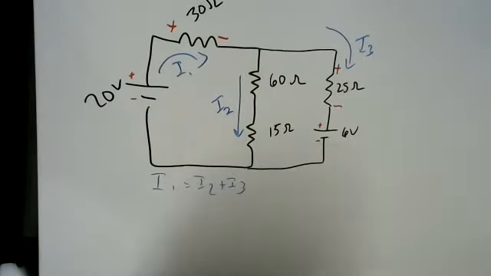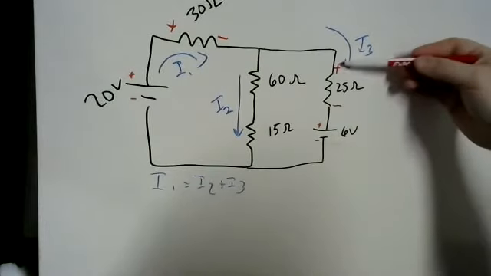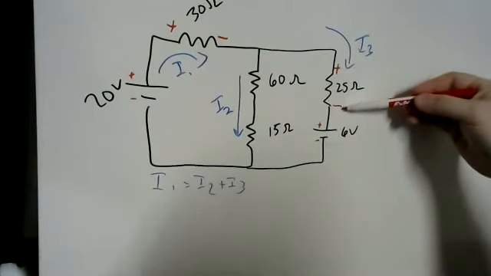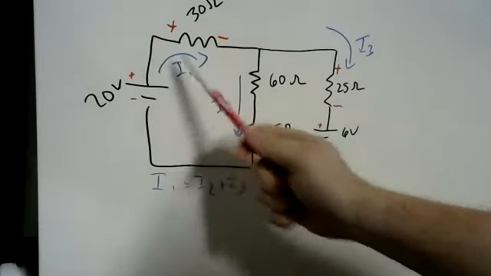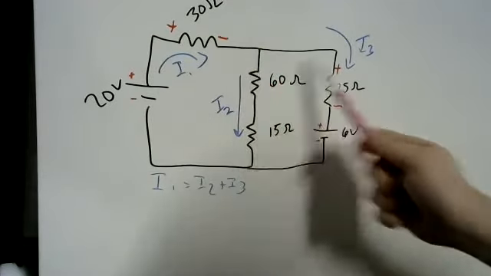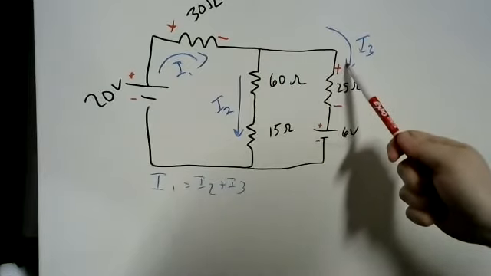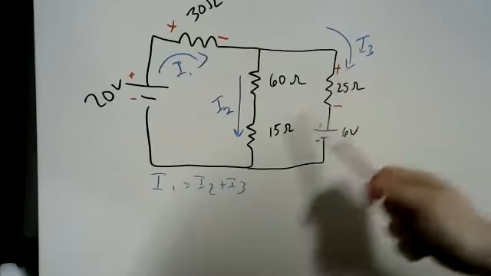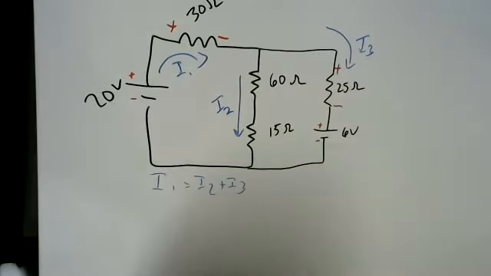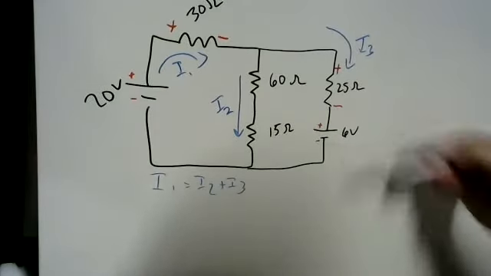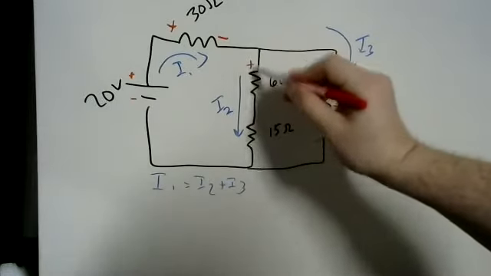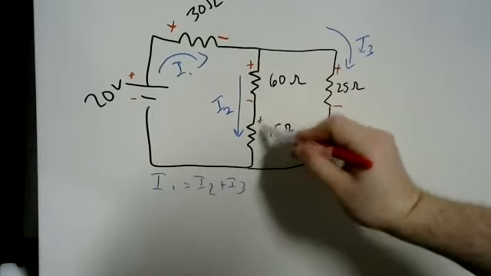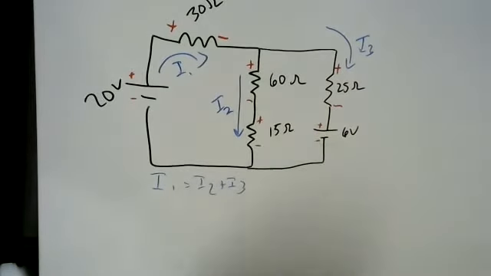So this has to be higher potential than this, and that makes sense. We start here at 20 volts. This has to be lower than 20 volts, but higher than 6, so it's between 20 and 6. Then this is 6 volts and this is 0 volts. And the way it splits here, we have a plus and a minus and a plus and a minus there. So that's the way it looks.